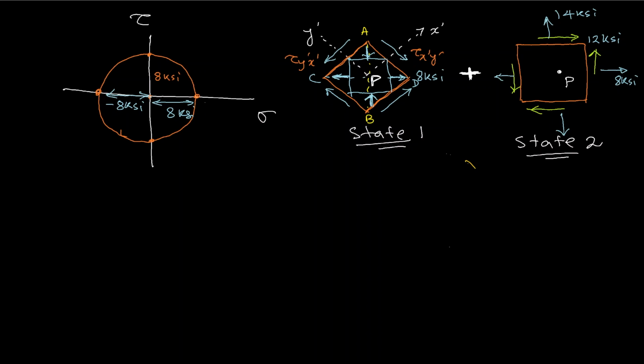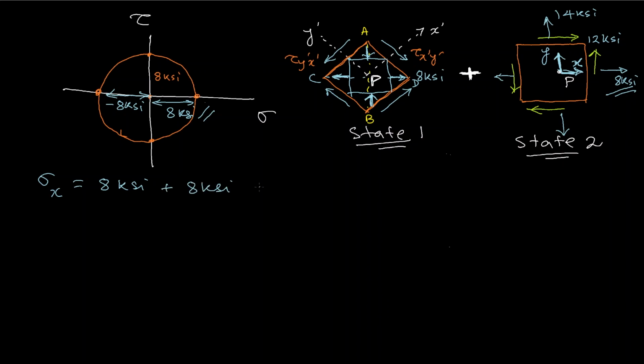That means now we have the resultant of this acting in this coordinate system. Now we can go and calculate the actual sigma x, because if I call these directions x and y, that's why I had taken this as x' and y'. So now I call this x and y. Now sigma x will be 8 ksi from here, 8 ksi from this state 2 and 8 ksi from state 1.